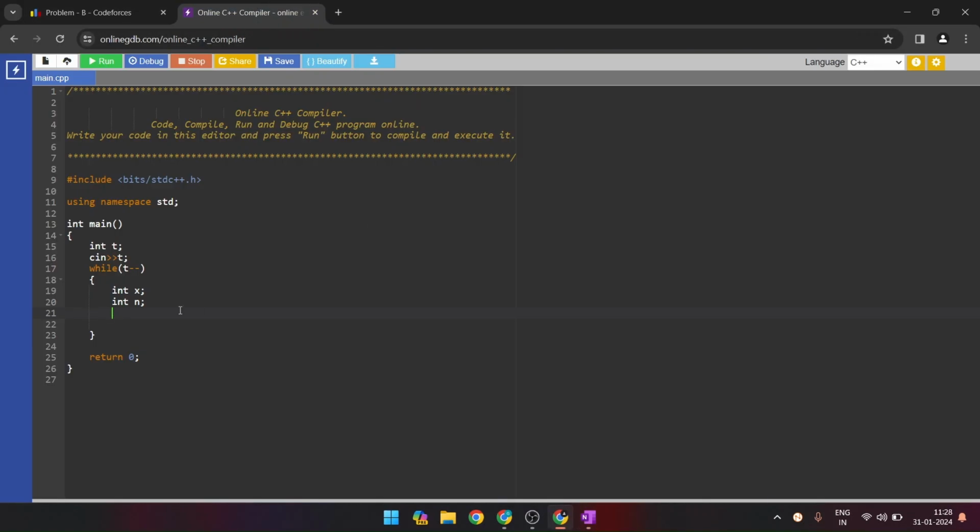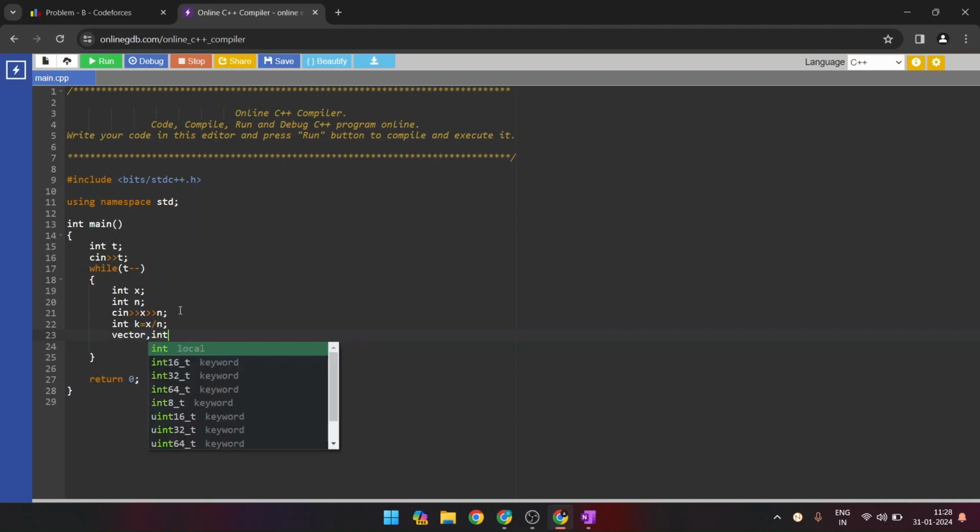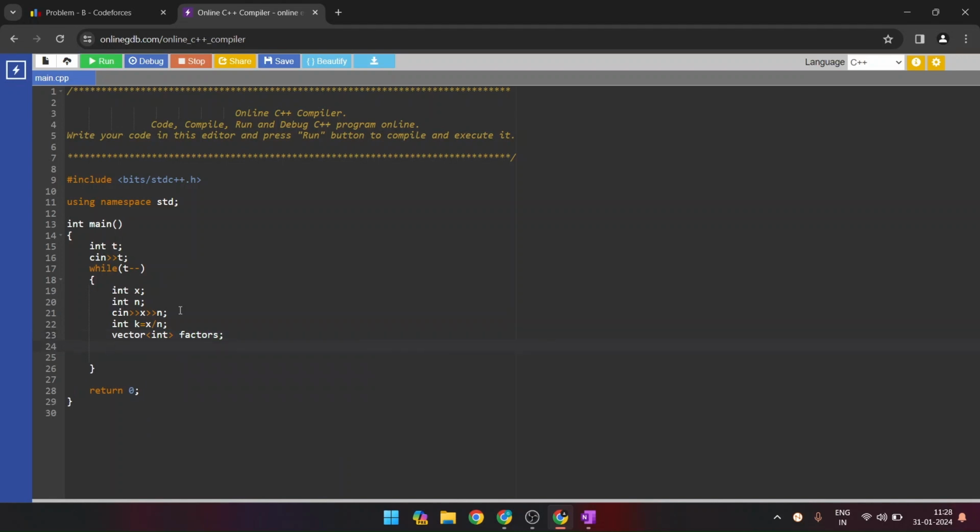So here I have declared index, and I will take input here. And what I will then ensure is let's have a k which is x by n. Now I will find our factors first. Let's say I have a vector in sorted form, just factors, and I will find all the factors of x. I would just use a square root function to find them, right?